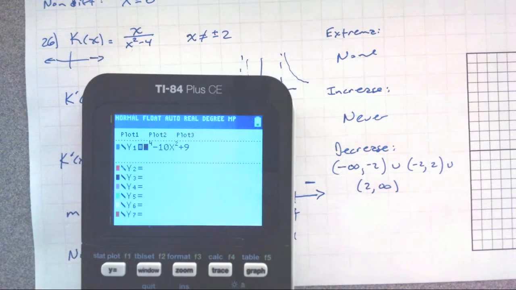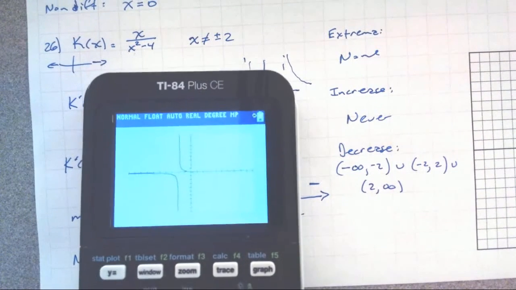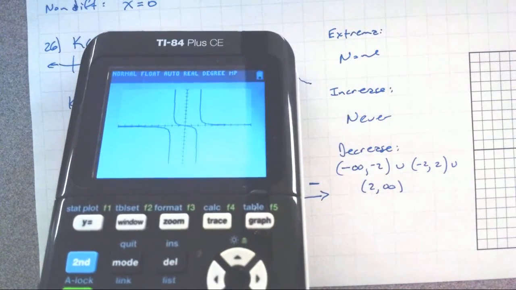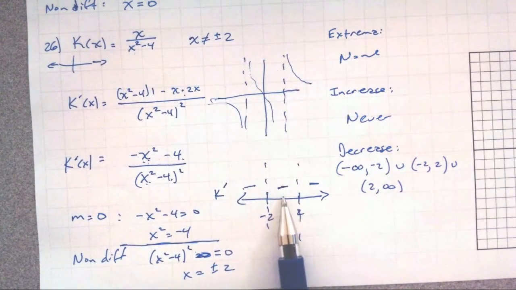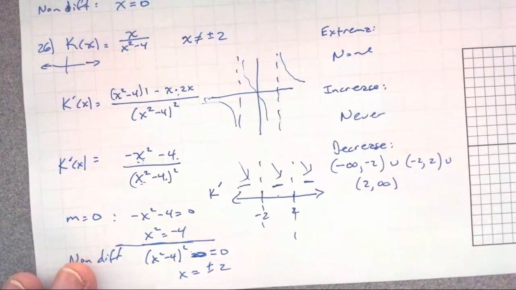Let's go to y equals, clear this, x over x squared minus 4. I don't want to be on the same zoom fit. I'm just going to go zoom standard here. Zoom standard 6. There's down, down, and down. So everything we thought was confirmed there with this little chart right here. The graph is going down, it's going down again, it's going down again.